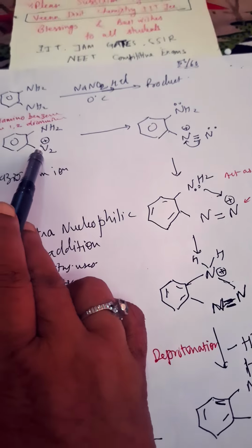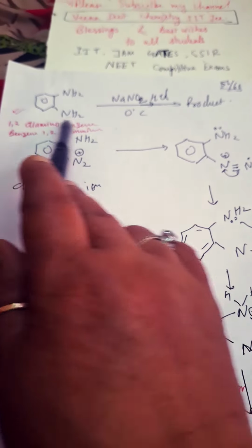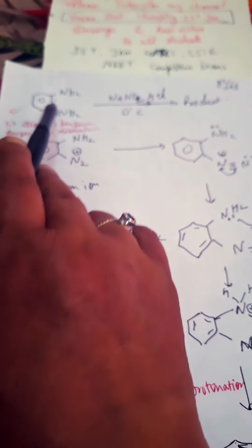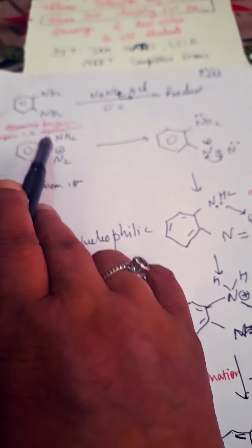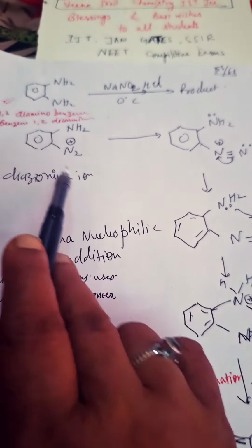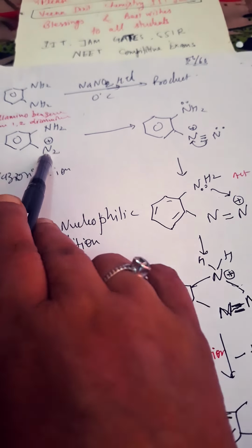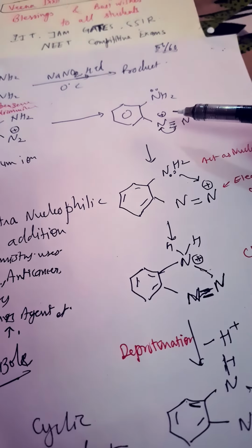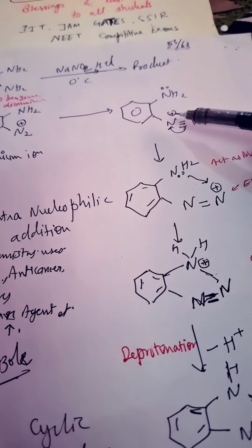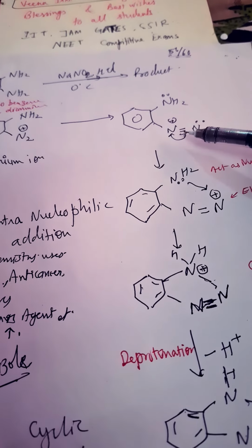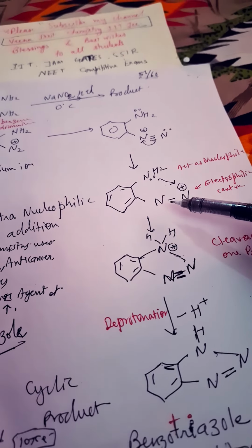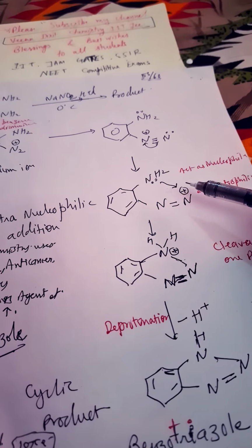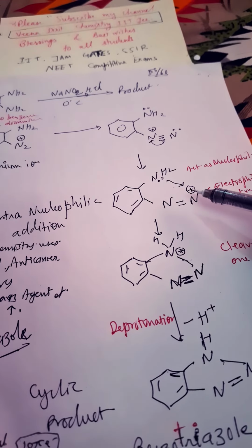When NaNO2/HCl reacts with this compound at 0 degrees C, it will give you a diazonium ion. One amino group will remain as such, and only one forms a diazonium ion. Since this diazonium ion has a positive charge, this electron pair moves to here. So now it is double bonded, the positive charge is gone, and this nitrogen is carrying the positive charge.